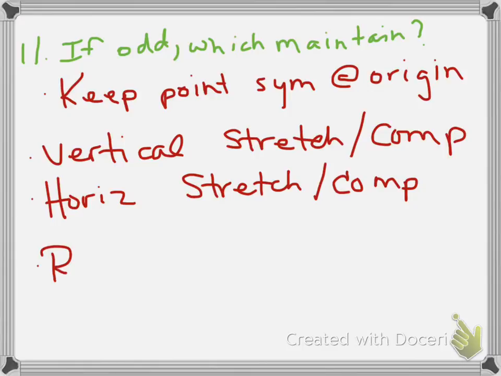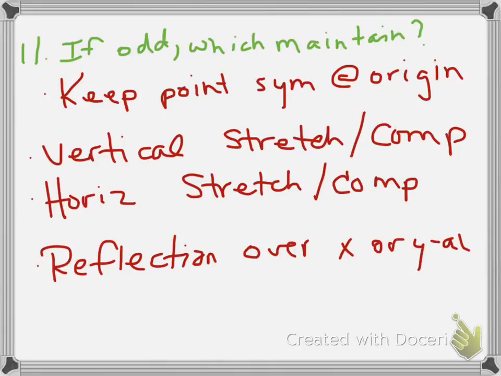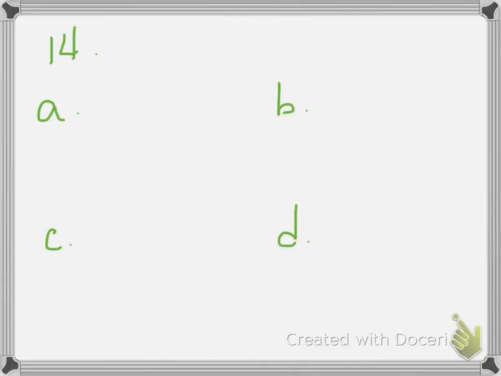But again, if we're reflecting, as long as we haven't translated anything, we're going to be fine. So you can have a reflection over the x or the y-axis. All right, so a lot of ways that we can maintain odd symmetry. The two ways that don't are the two types of translation. All right, so now what I'd like you to do is answer question number 14, and pause the video and play the video when you're ready.